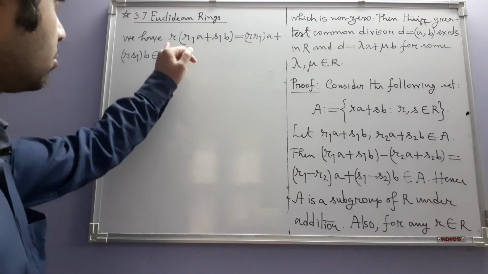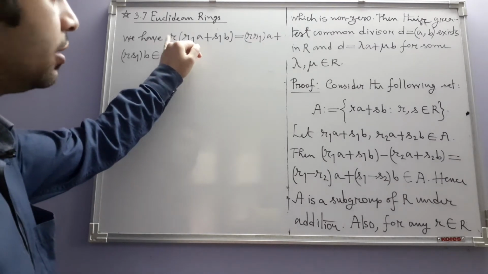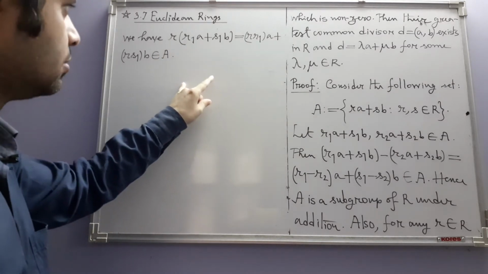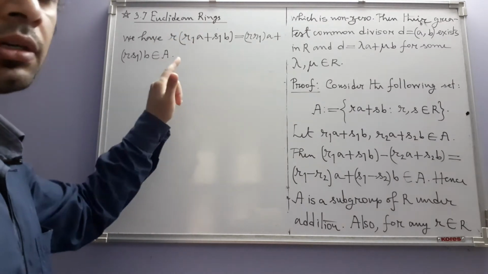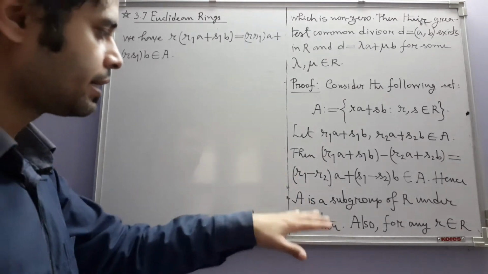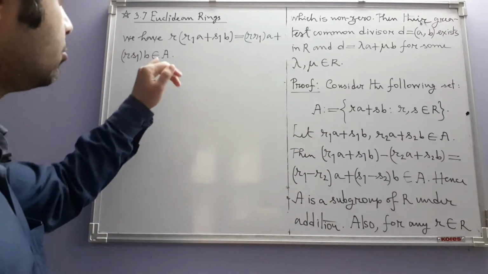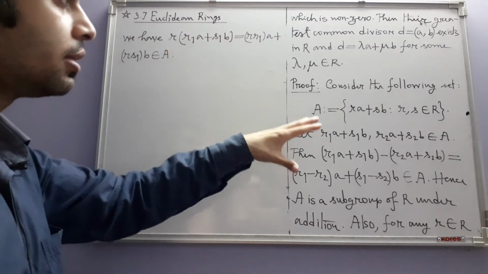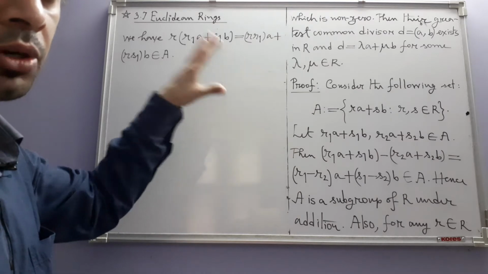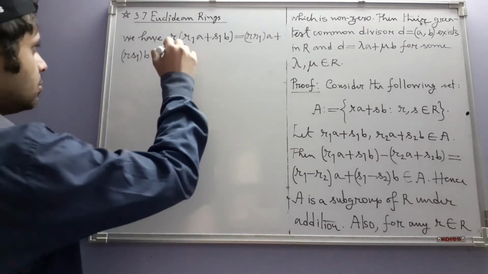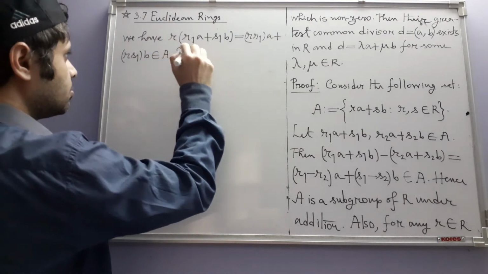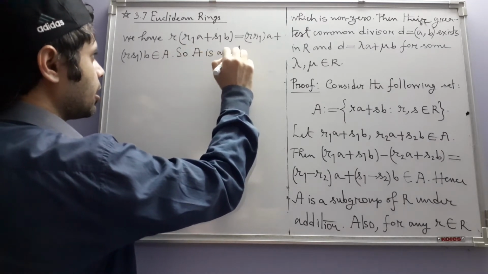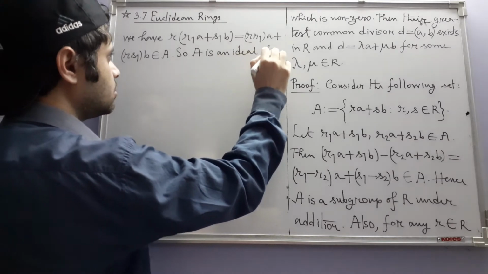Note that we have shown that any ring element times any element in A again belongs to A. Usually this is not enough to decide that A is an ideal. We need to also verify it from the other way, changing the order. But since we are working in a commutative ring, we don't have to bother about those things. So A is an ideal of R.